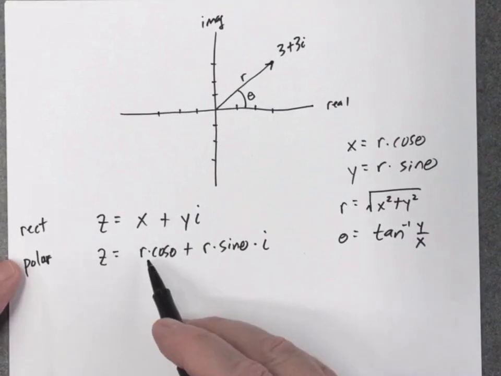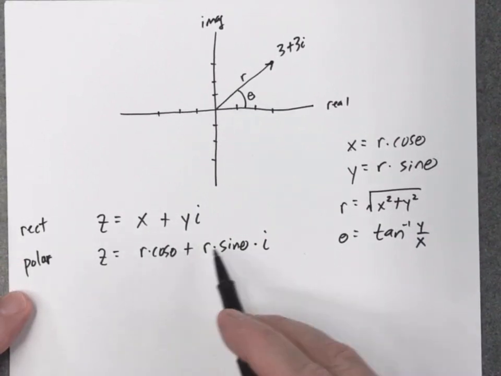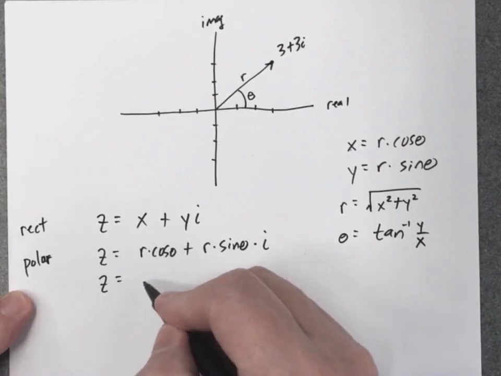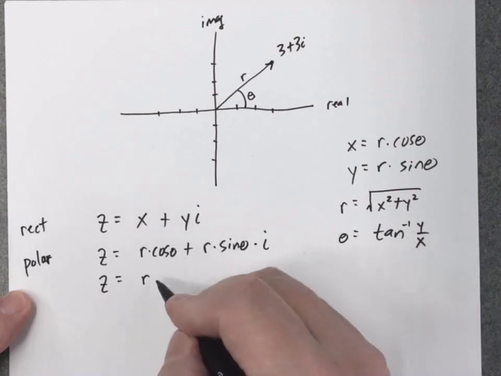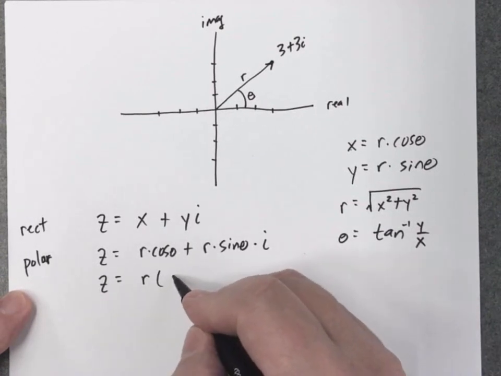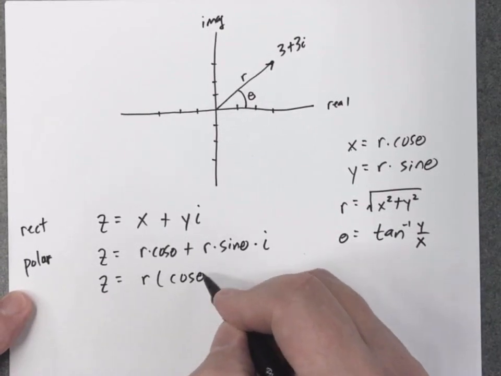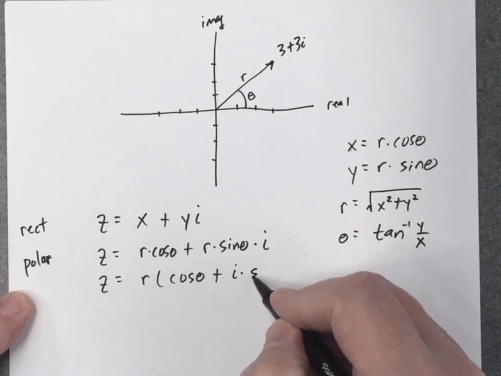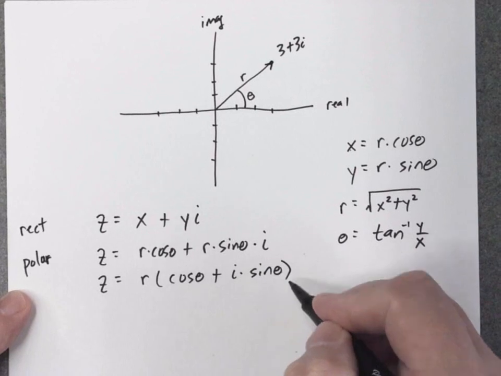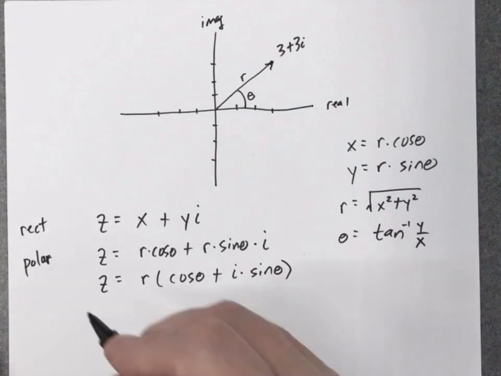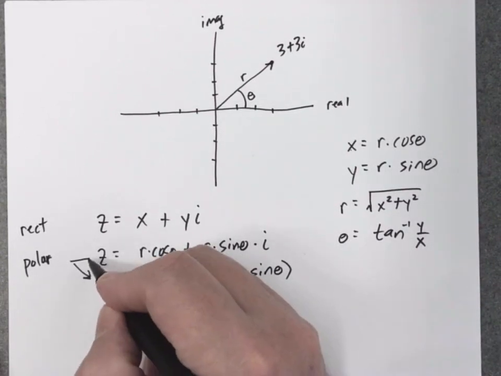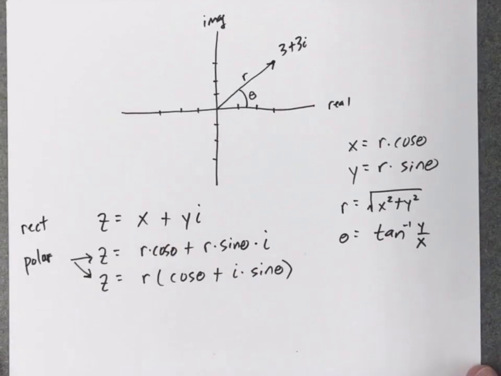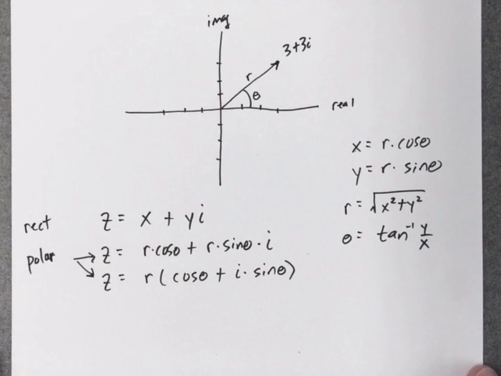Now what they like to do here is, we have two terms here, so you have r in both. Here's the form that we like to write it in. I'll factor out the r, and I'm going to move i in front of the sine. So this is called the polar form of a complex number.